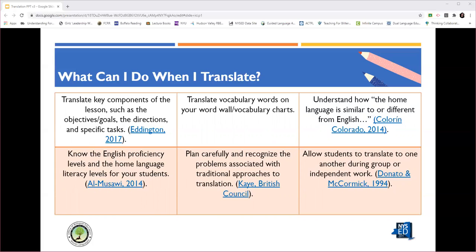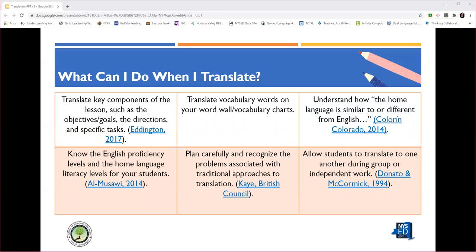In addition, understand how the home language is similar to or different from English. This influence can provide extra support, such as the case of English and Spanish cognates. In addition, know the English proficiency levels and the home language literacy levels for your students. In upper levels, however, students are expected to understand explanations in English. They should not be encouraged to rely on translation, as this will eventually become a habit and they will have less interest in learning the language. And that is from Al-Musawi 2014.